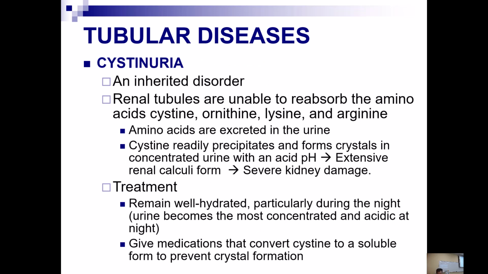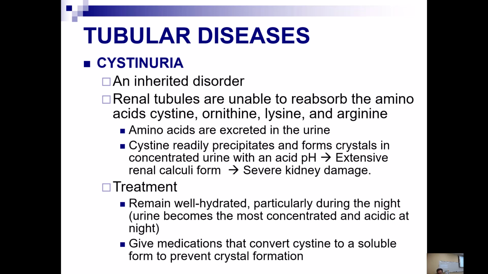Cystinuria, we're going to talk here about cystinuria and cystinosis. It's important that you understand the differences. When we're looking at cystinuria, it is an inherited disorder just like cystinosis is, but in cystinuria, the renal tubules are unable to reabsorb the amino acids cysteine, ornithine, lysine, and arginine. Because of that, those amino acids are excreted in the urine. The issue is, however, cysteine readily precipitates and will form crystals in concentrated urine with an acid pH. Those crystals can eventually form into stones and cause severe kidney damage on their way out.